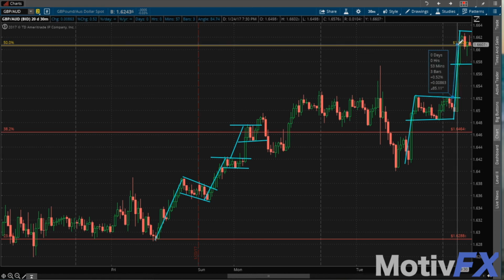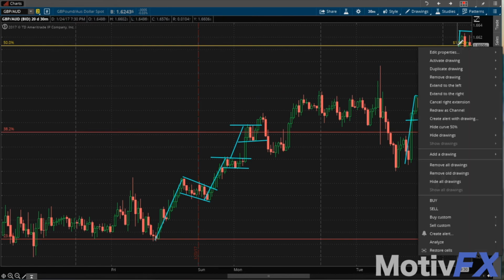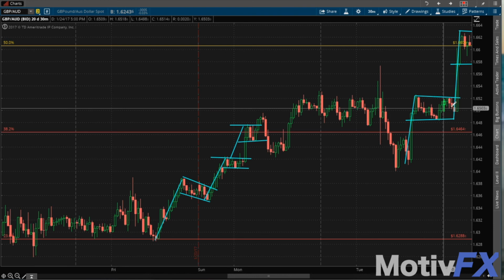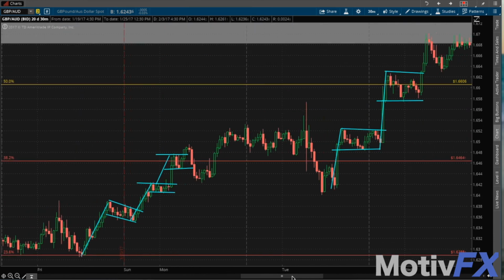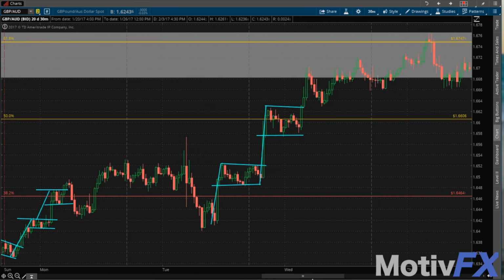But again, if your targets were up here at this 50% level, you got 85. And there's no reason why your target shouldn't have been at that 50% level, because that's where structure is. Okay, we're not guessing here. We're using actual structure to determine where our levels are.